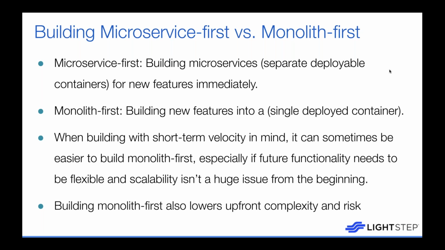So just a note about what it means to build microservice first versus monolith first. Microservice first is just building microservices for new features immediately, and monolith first is building new features into a monolith, essentially as a single deployed container, first. As I mentioned, some of these architecture choices were pretty complicated. A lot of times it's easier when you're thinking of short-term velocity and you want to move quickly to build a monolith first, especially if the future functionality needs to be flexible and scalability isn't a huge issue from the beginning. So if you know right away that you aren't going to have to be extremely scalable, sometimes it makes sense to build the monolith first just because you can do that much faster. And oftentimes you don't have to deal with the upfront complexity that comes with microservice first architecture.